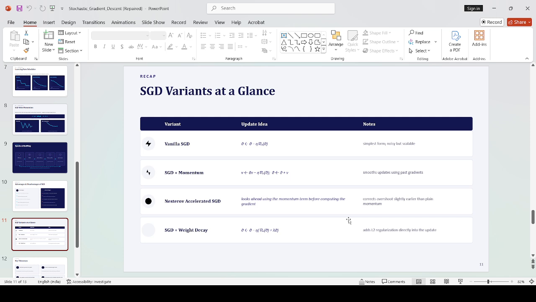The fourth is SGD with weight decay. This method adds L2 regularization directly into the parameter update. Weight decay reduces overfitting by preventing the model parameters from becoming excessively large. These variants improve the speed, stability, and generalization of SGD.